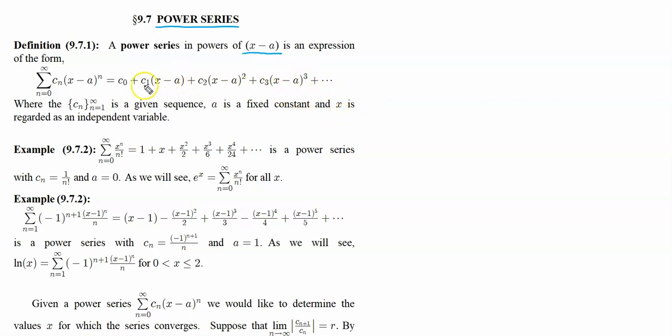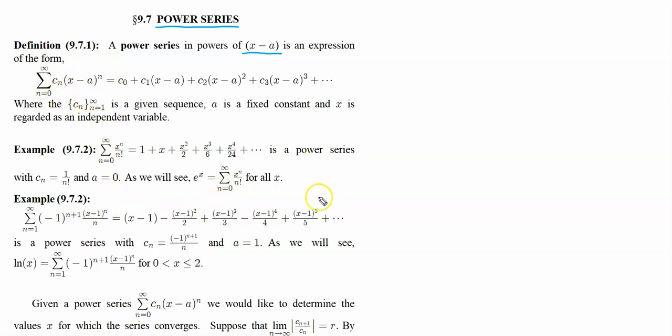And keep in mind that the Cn's are going to be a given sequence, the a is a fixed constant, and we're thinking of the x as being a variable. So the x is allowed to vary in a power series. And of course, as you put different values for x into your series, you're going to get out different values for the series. So this is really a function of x.